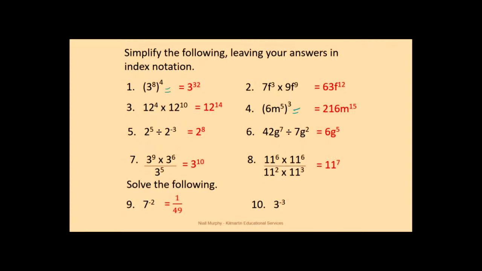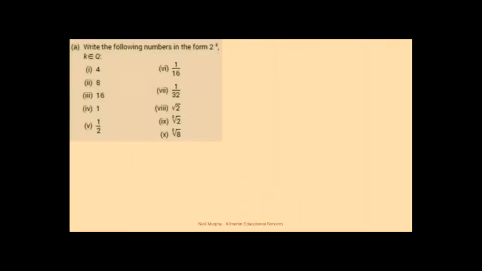On to number 9 here then. If you have 7 to the power of minus 2, that is the same as saying 1 over 7 squared, and that is 1 over 49. And if we have 3 to the power of minus 3, that's 1 over 3 cubed, and that is 1 over 27. So that's just a quick review of indices.